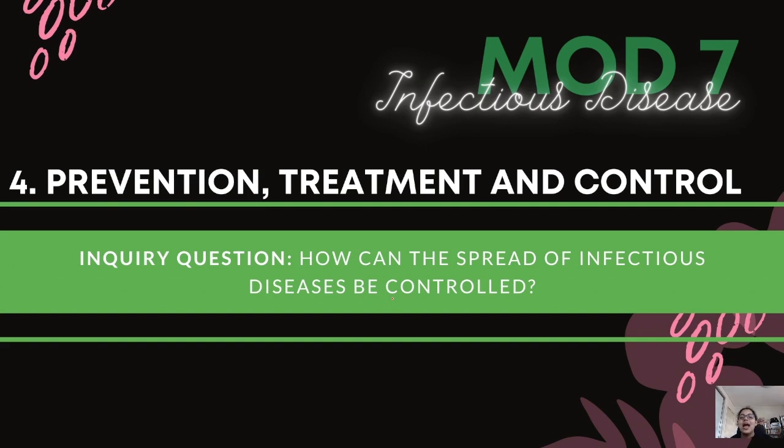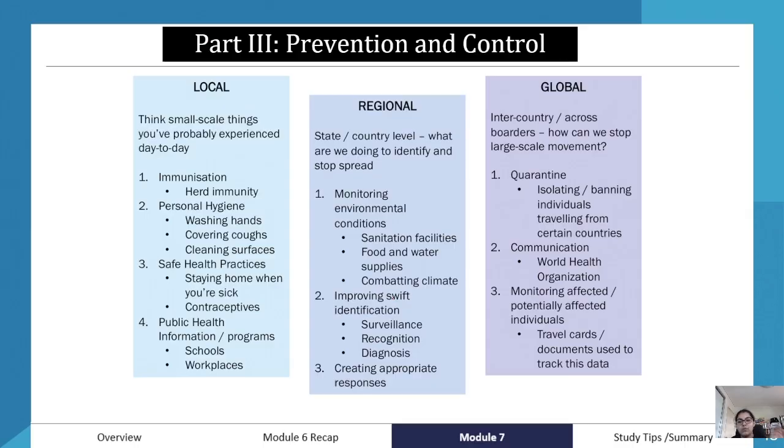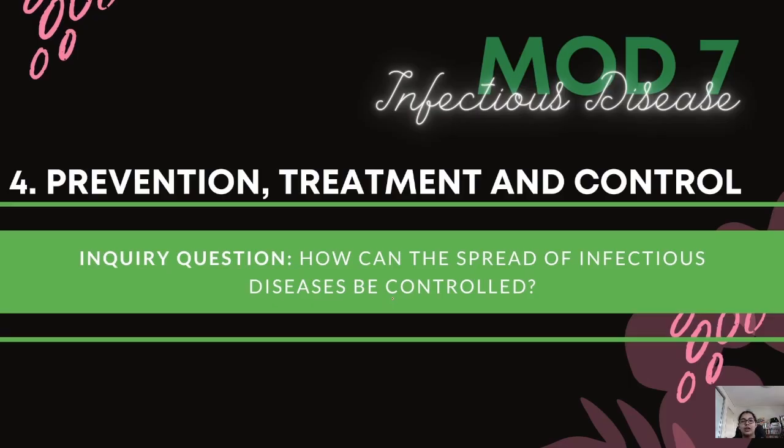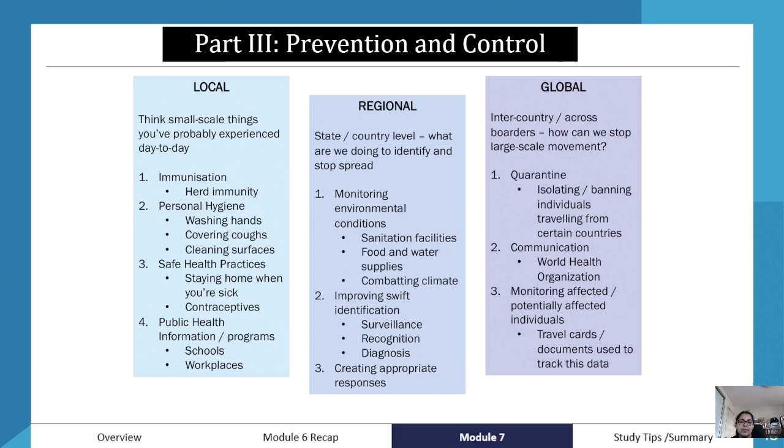So now we look at that last big dot point of prevention, treatment, and control. The inquiry question here is, how can the spread of infectious diseases be controlled? So we have now seen, firstly, what those things are that cause the disease. Then we've talked about diseases in plants and animals. Then we've talked about specifically the human immune system. And now we talk about how we actually go ahead and control these diseases. So there are 3 levels at which we need to prevent and control a disease.